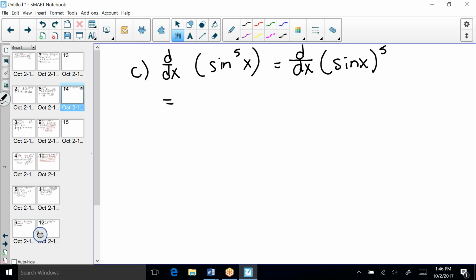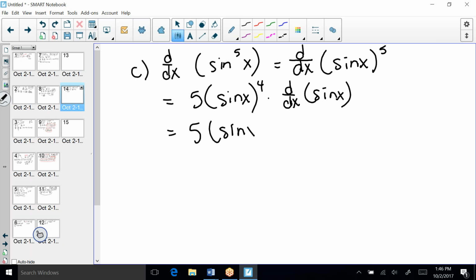So we can use that same power chain rule for this one. When we're taking the derivative, we can bring that 5 to the front and copy the sine function, decrease the exponent by 1, and then multiply by the derivative of the inside. The derivative of the inside is the derivative of sine of x. So let's do that, and we're going to multiply by cosine of x. And that's going to be your answer.